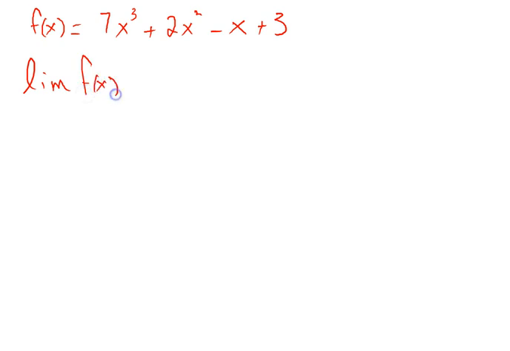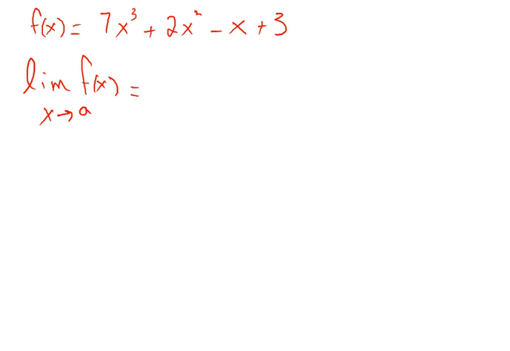Let's just take an arbitrary function. It doesn't matter. Let's say f of x is equal to 7x cubed plus 2x squared minus x plus 3. Okay, and let's take the limit of f of x as x approaches, and let's keep it arbitrary, just say a. Now a could be any number, it doesn't matter, but let's just leave it as a.